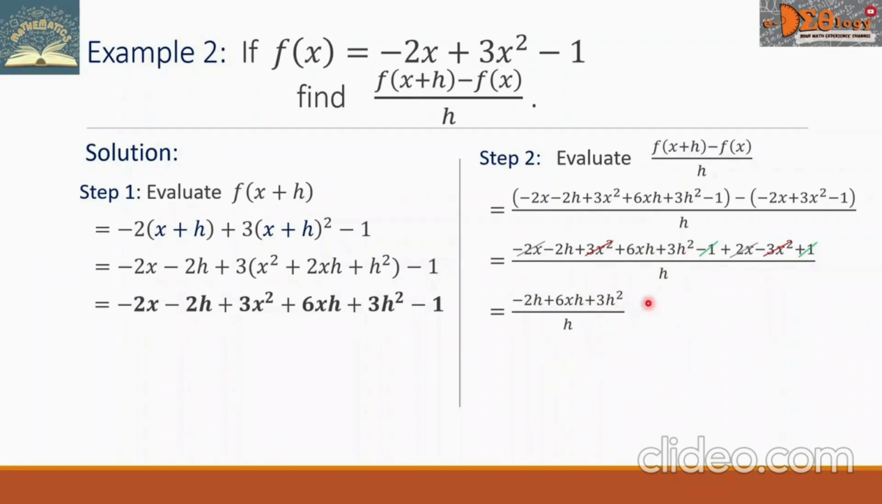Notice that in our numerator, h is a common factor. We can factor it out as h times the quantity negative 2 plus 6x plus 3h all over h. Again, we can see that h and h are common to both numerator and denominator. So we can cancel it out. Upon cancelling, we will get the final answer. That is negative 2 plus 6x plus 3h.